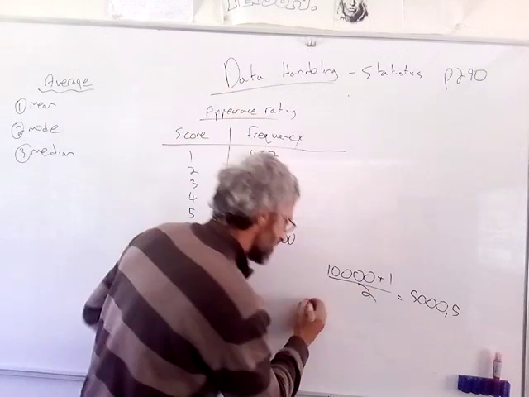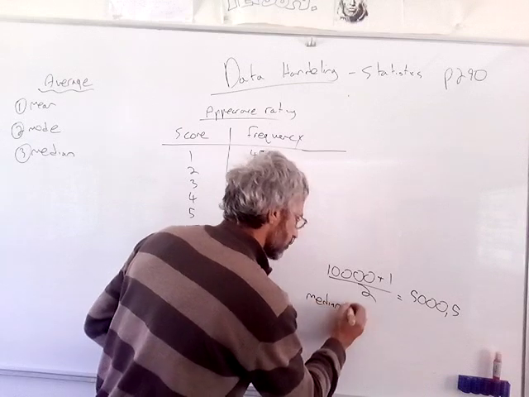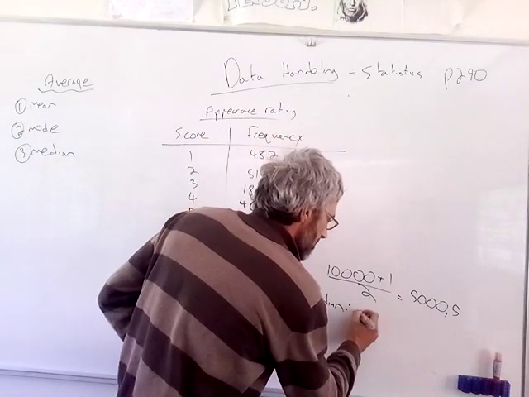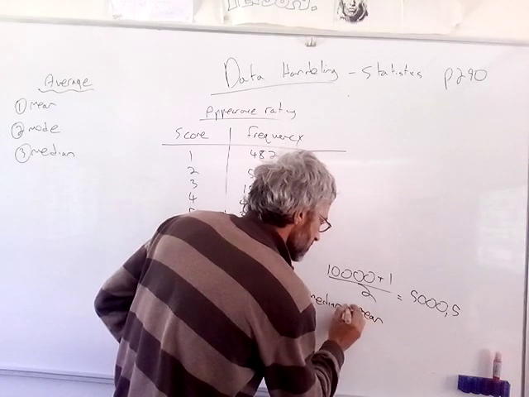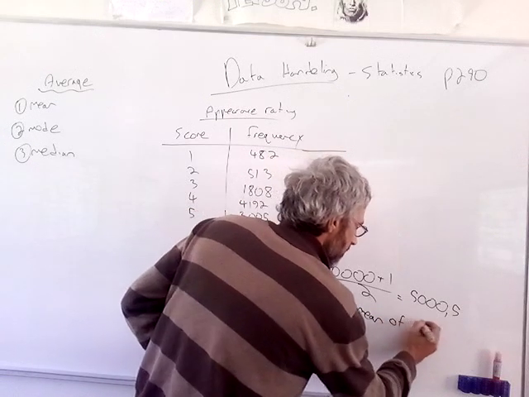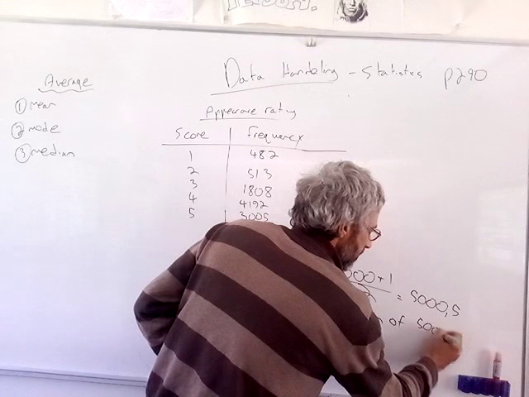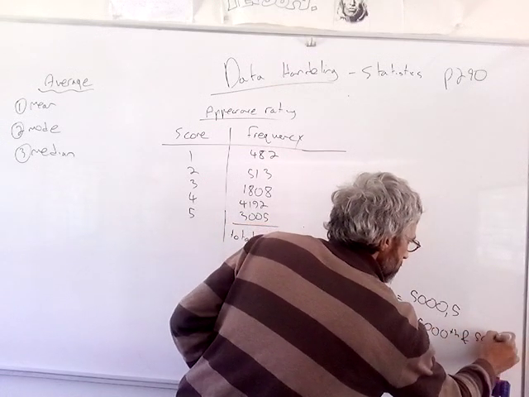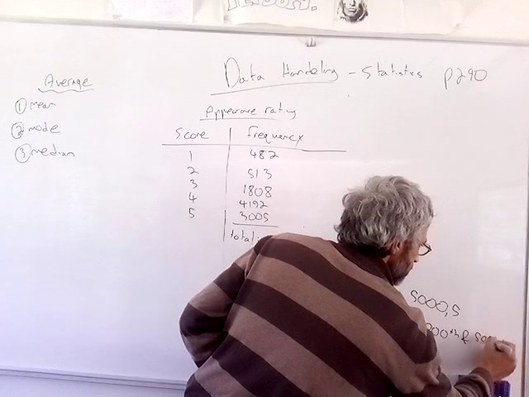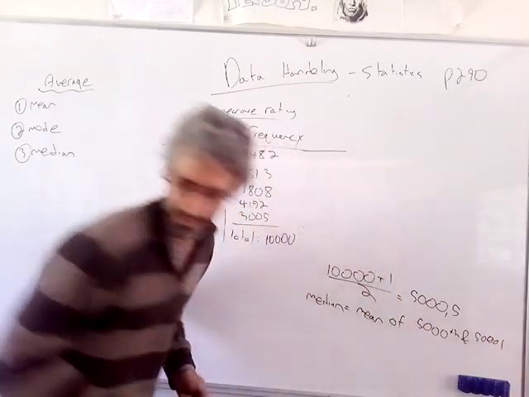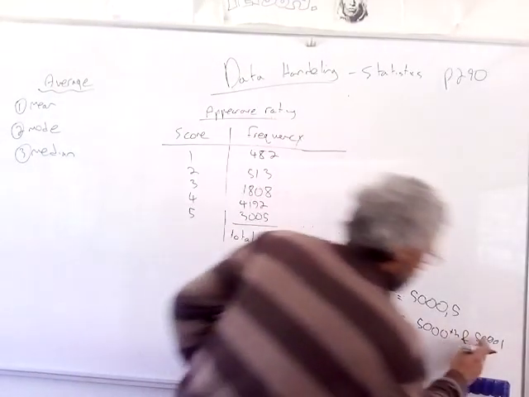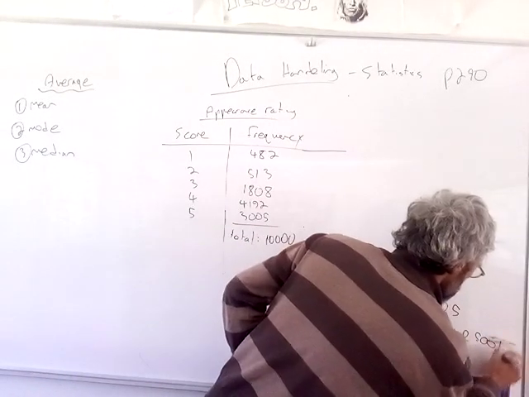In other words, you need to understand what the median is. What does it mean, 5,000.5? The median is going to be equal to the mean of data number 5,000 and 5,001. Again, I hope you guys can see that 5,001 there.